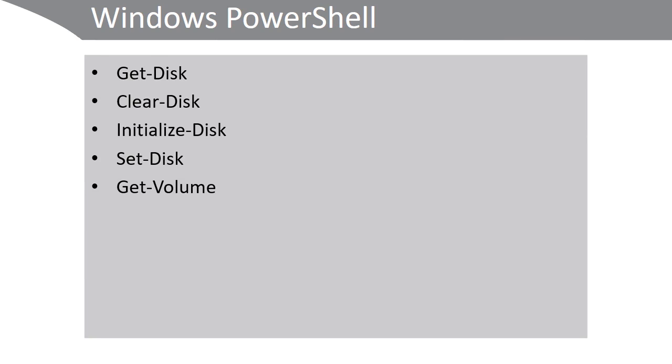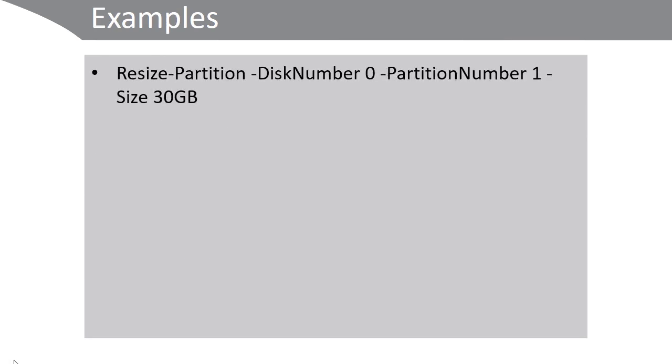Get-Volume gets the specified volume object, or all volume objects if no filters provided. Format-Volume formats one or more existing volumes or a new volume on an existing partition. Get-Partition returns a list of all partition objects visible on all disks, or optionally a filtered list using specified parameters. For example, this command resizes a partition on disk number 0 to 30 GB.